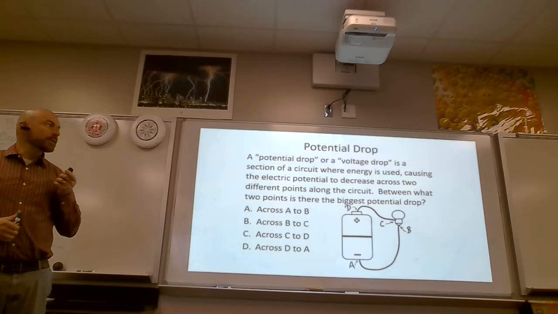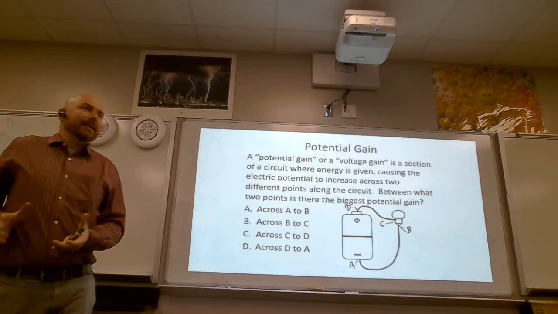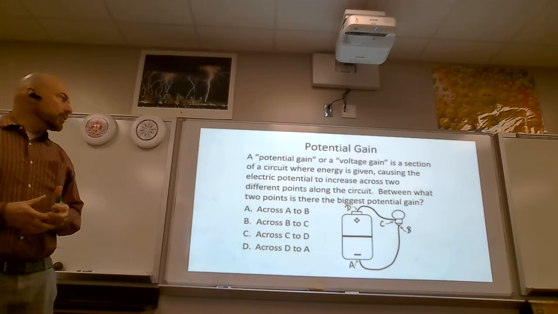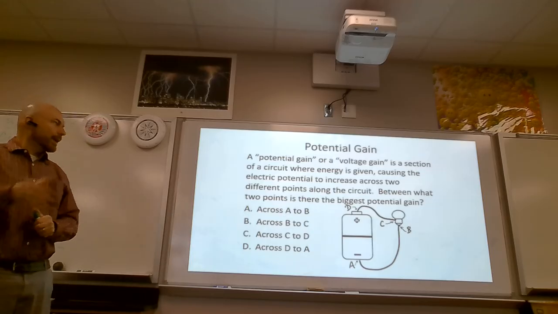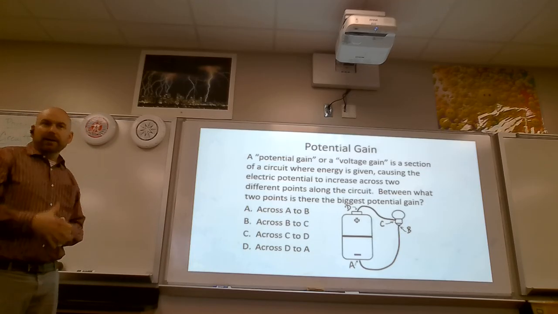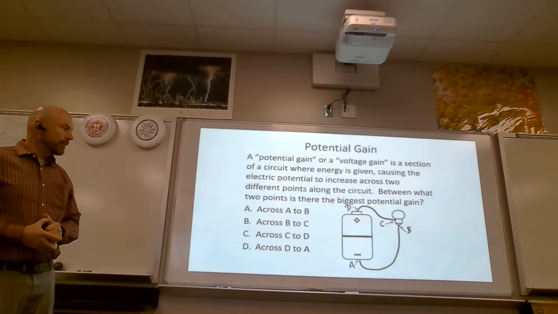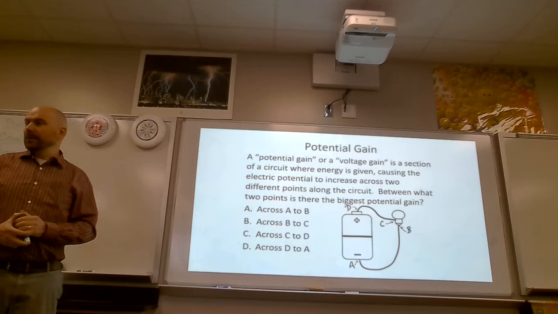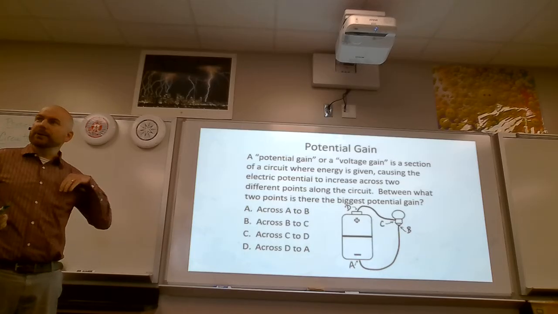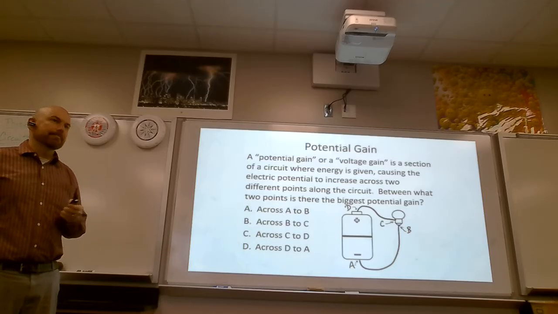Okay. Versus your voltage gain or your potential gain, this is the part of the circuit that gives energy to the electron. Okay, there's a certain amount of energy per electron, and if we looked at this circuit as a loop, the battery gives the electron energy. So we would say from D to A would be the part of the loop where there's energy given to the electrons. Voltage gain, okay?